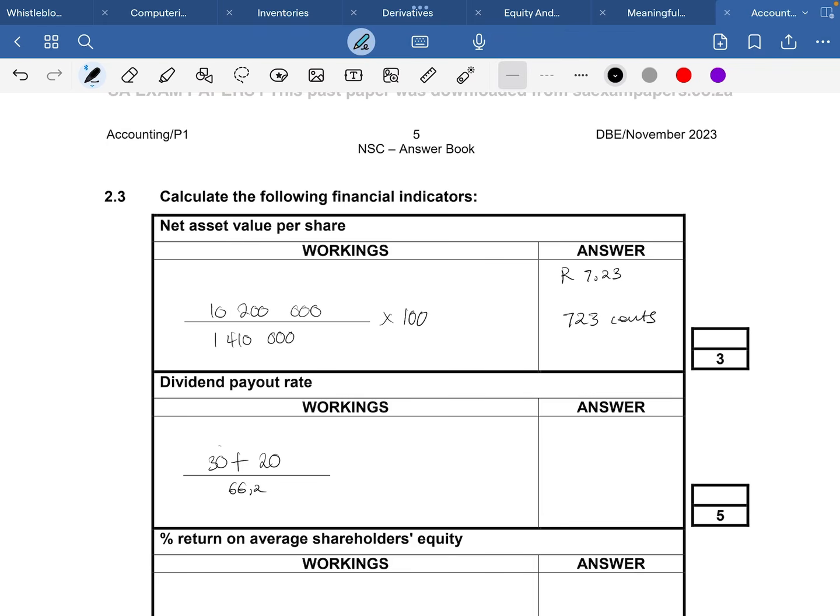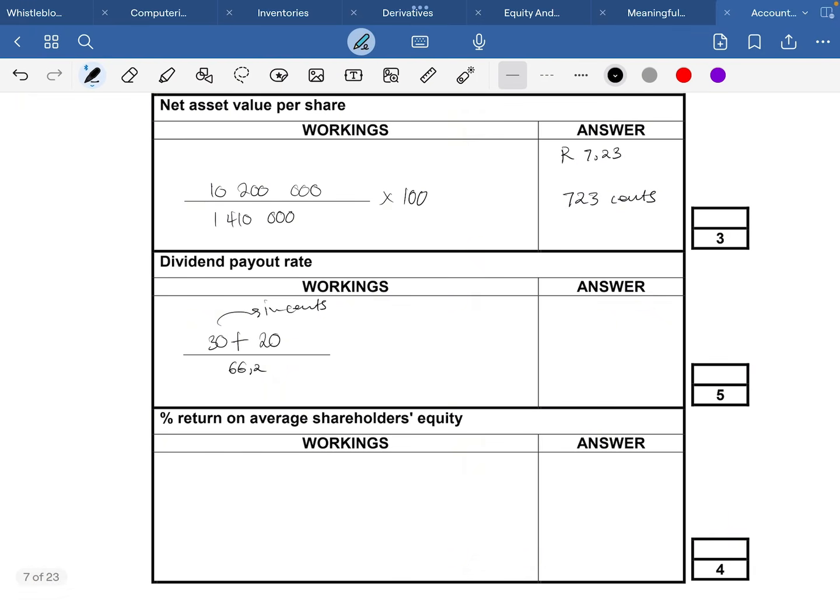So this is in cents. There's 30 cents, 20 cents, and 66.2 cents. So that's 30 plus 20 over 66.2, multiplied by 100, because this is a percentage, it's a rate. That would be 75.53%. So the company pays out 75.53% of its earnings as dividends.